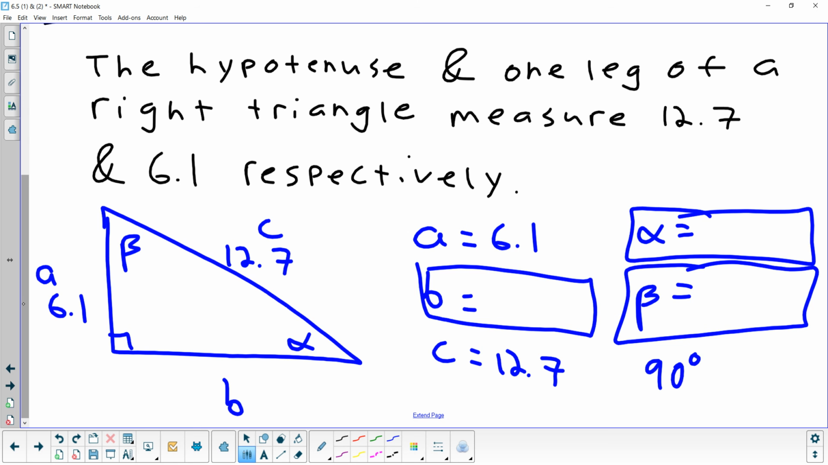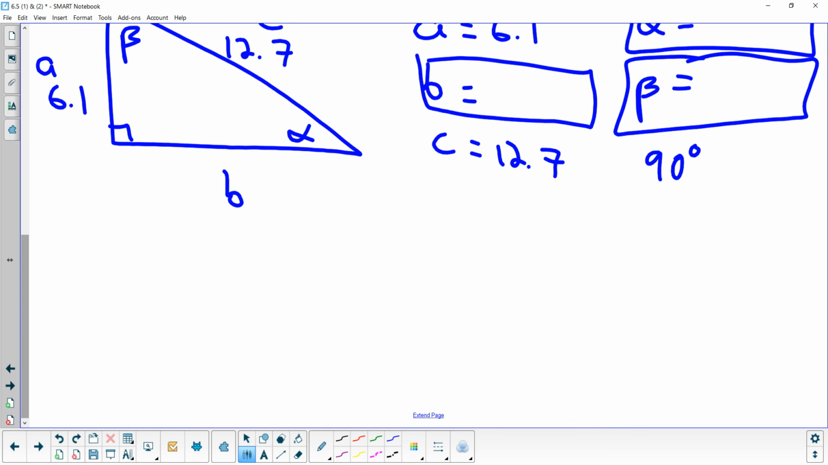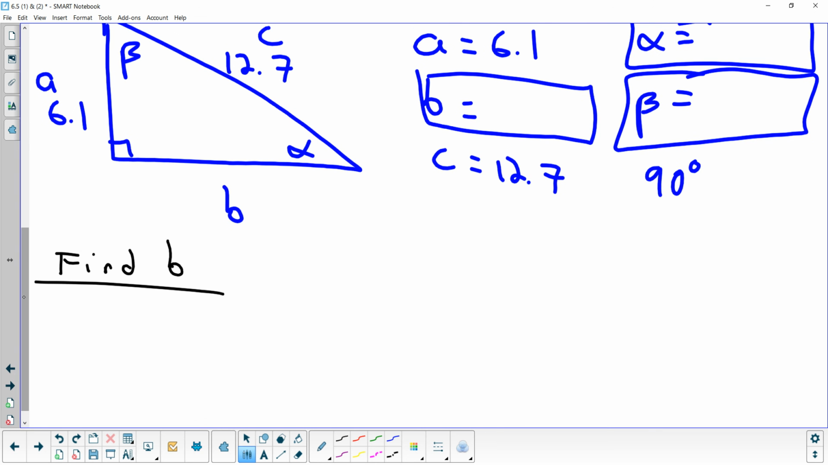Yep. Because you have your A and C value. Yeah, I'm not plugging anything into the formula that wasn't given to me. So it's perfectly fine to use Pythagorean Theorem. So let's do that. And that will give us B. So Matt, can you set that up for me to use Pythagorean Theorem to find B?